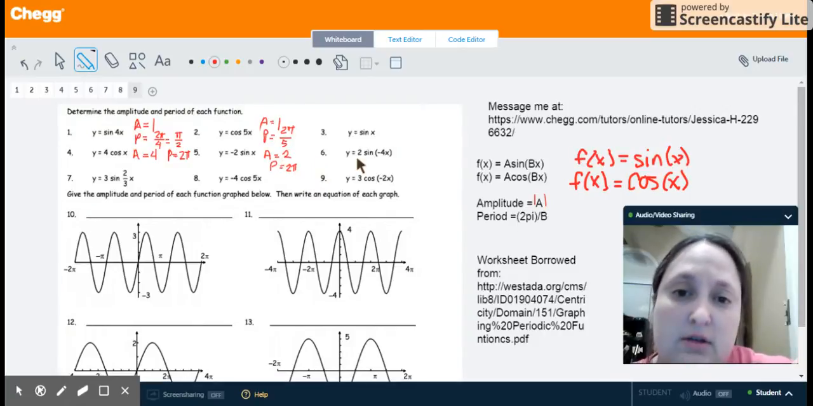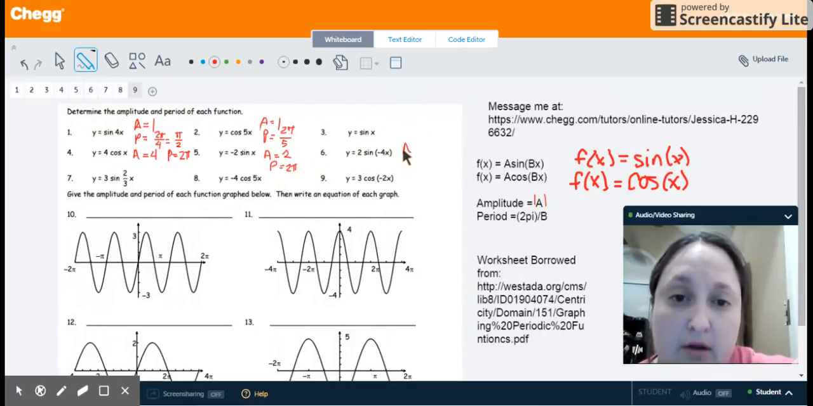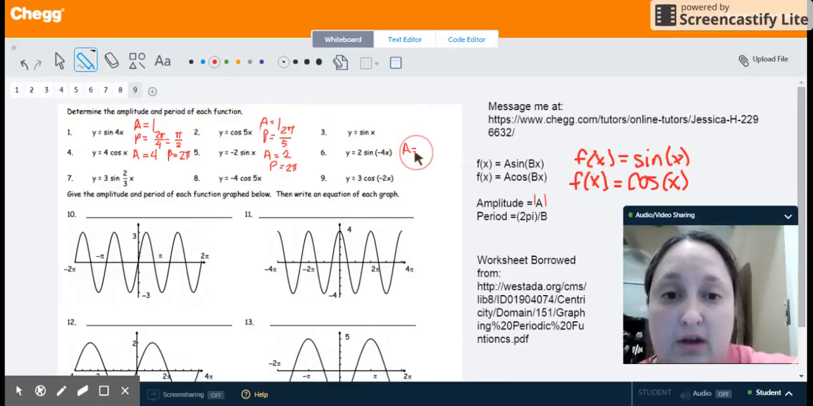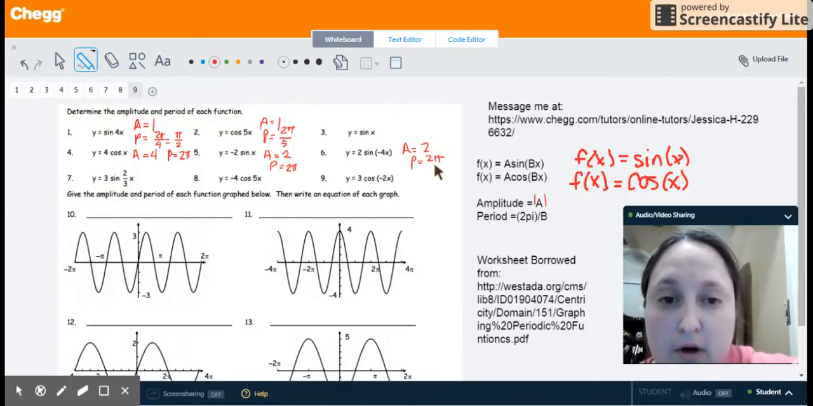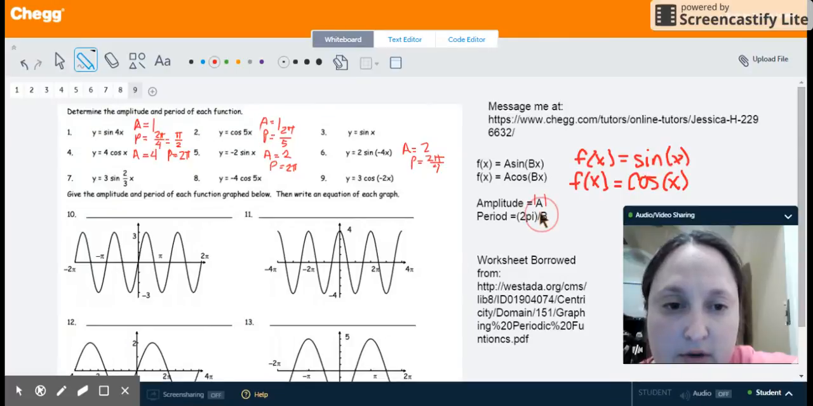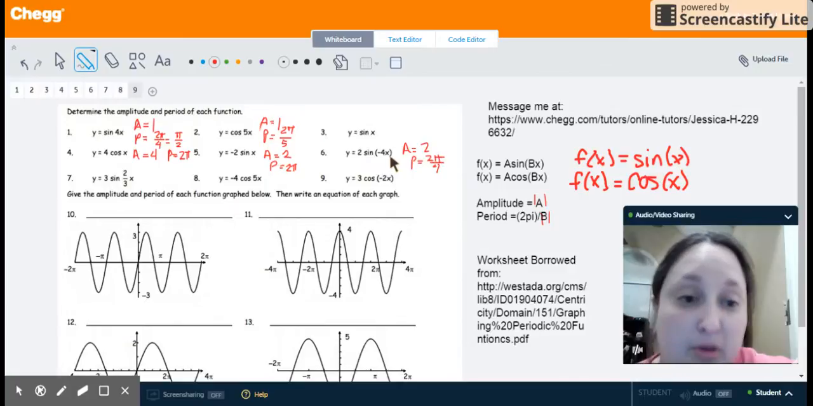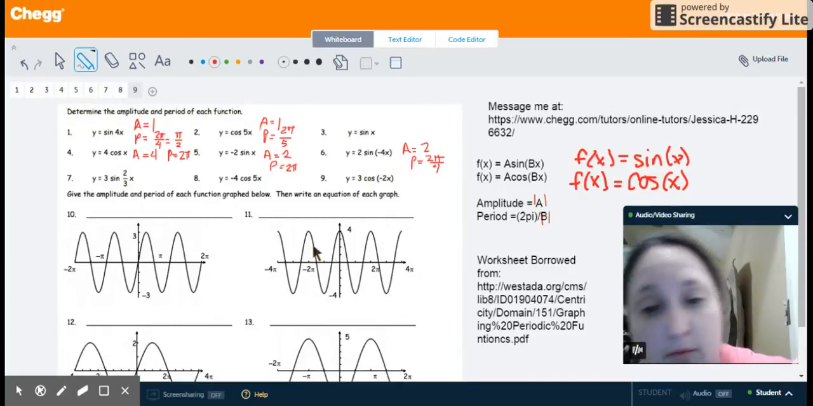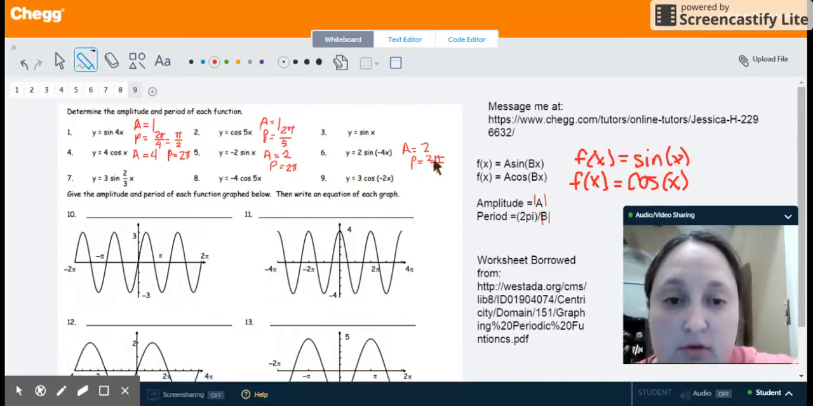Okay, so let's look at something that has both in there where we're making 2 changes. So in this case, the amplitude would be 2 because we have a coefficient of sine of 2, and then the period would be 2 pi over 4, and it's not -4 because once again this should also be absolute value because we cannot have a negative period. It's not going to go backwards or anything crazy like that. So 2 pi over 4 reduces to pi over 2.